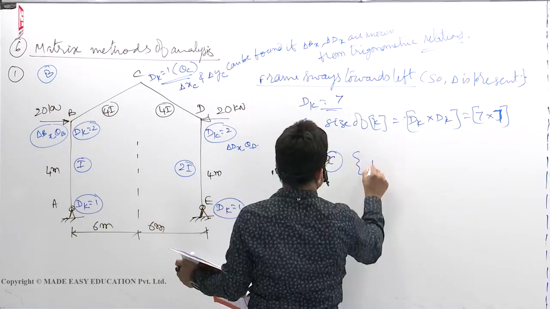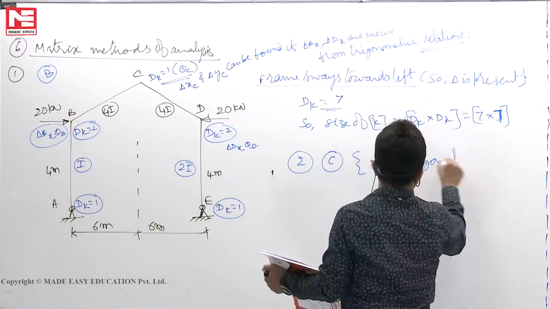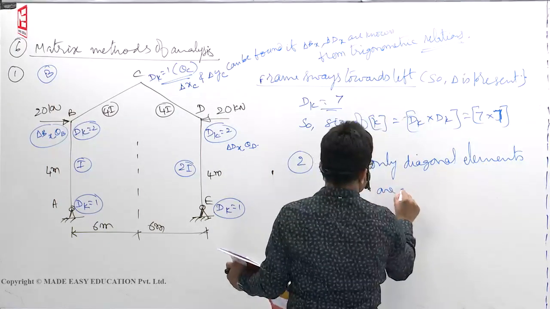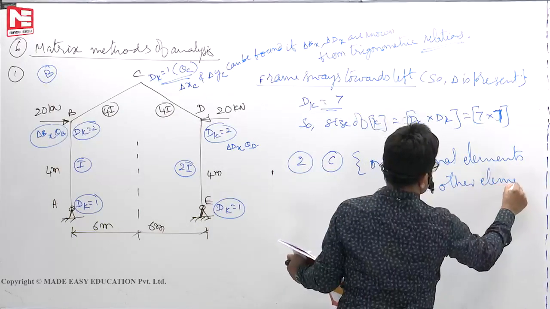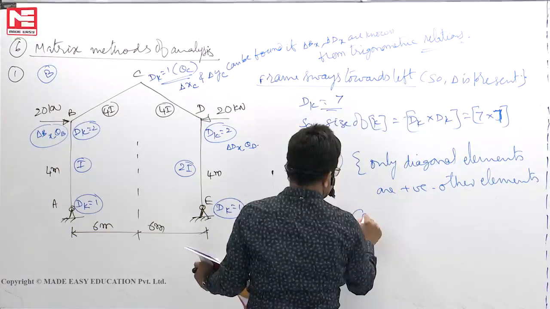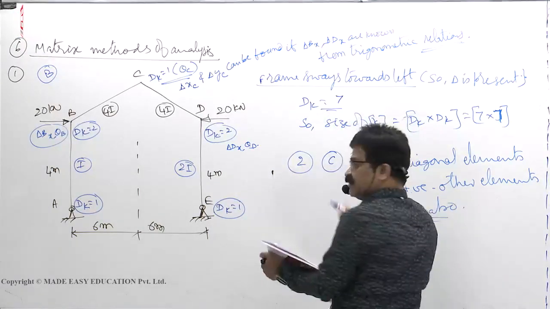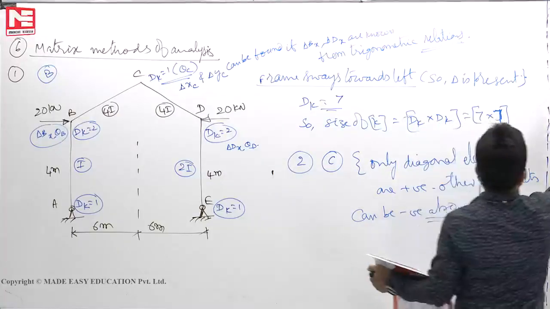C. Only diagonal elements are positive. Other elements can be negative also. We have calculated many negative elements also, flexibility coefficients. Next, third one.